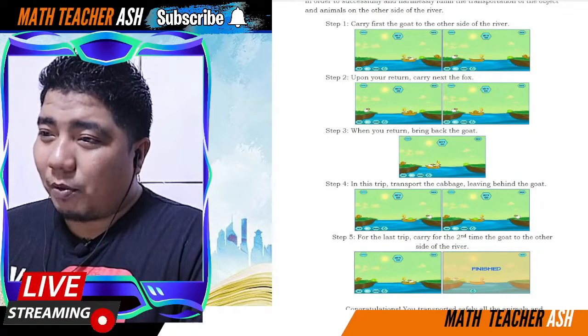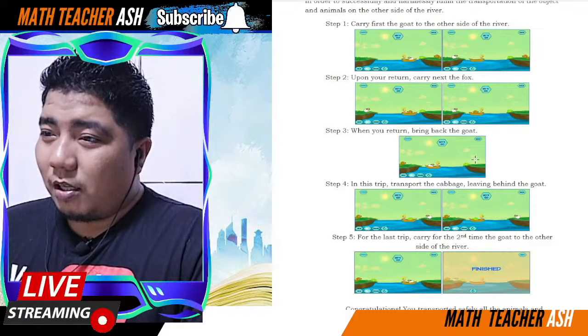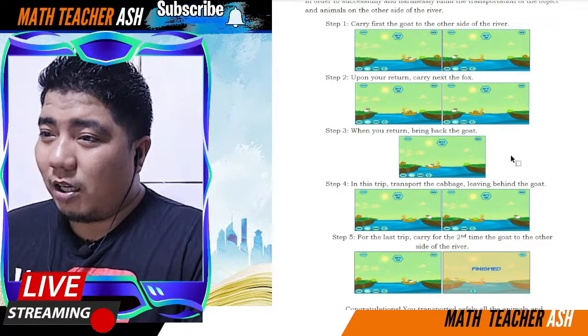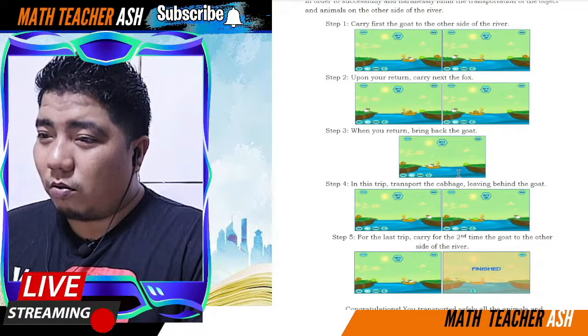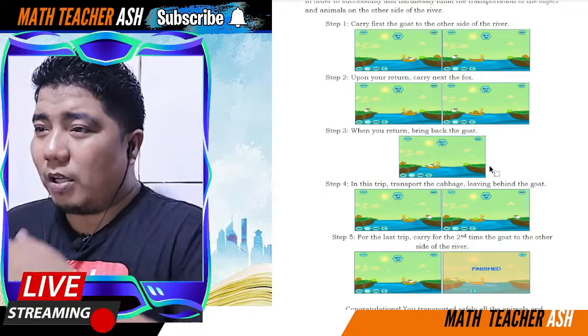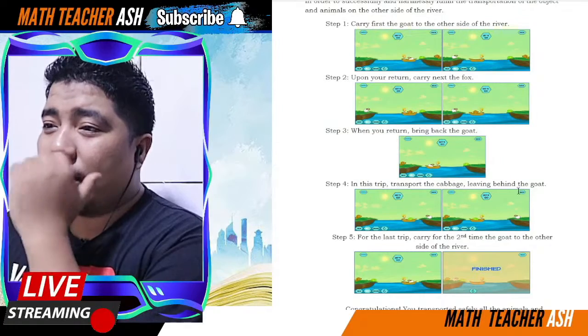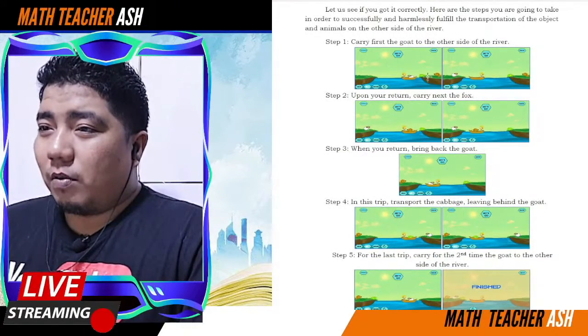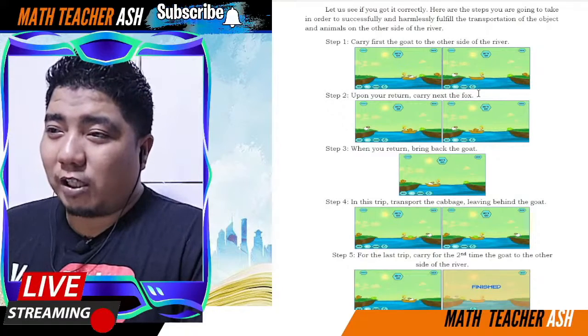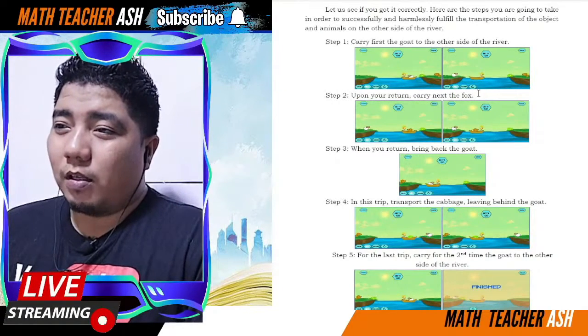Then, pagkatapos ay bumalik siya, kinuha niya si cabbage. Then, kinuha si goat. Baka yung fox dito is the wolf. Okay, ulitin daw natin. Let's try. Kung si fox ba dito ay si wolf.